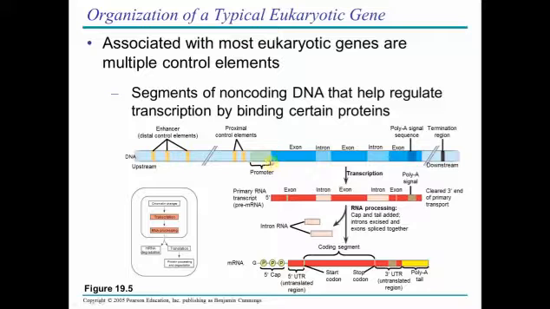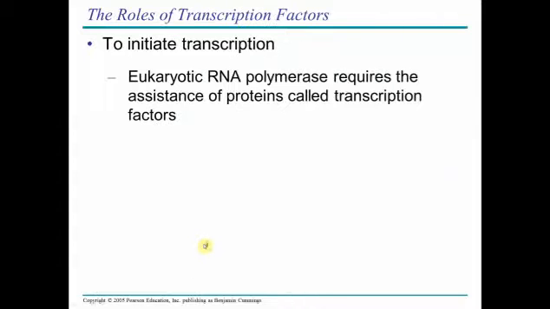So here we have a gene that we want to transcribe. There's your exons and your introns, of course. And just upstream of the promoter, which is just upstream of the gene, we have these proximal control elements that we'll talk about in just a second. Up here we have these enhancer regions, which are even further or separate from the proximal control elements upstream. And these segments of non-coding DNA help to regulate transcription. They're largely tied with transcription factors.